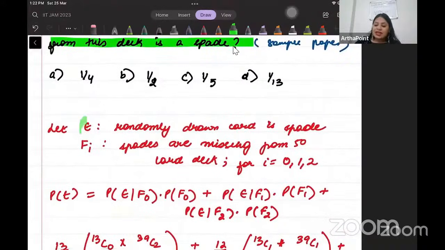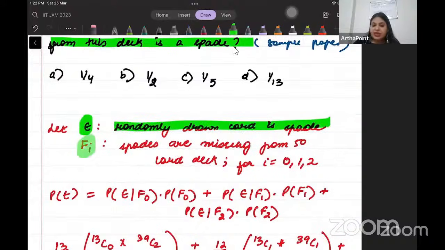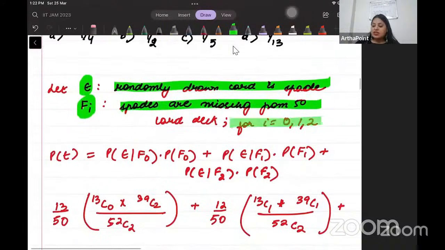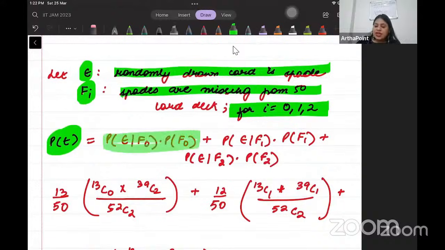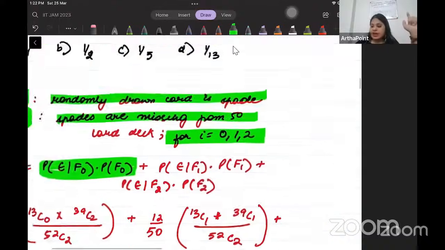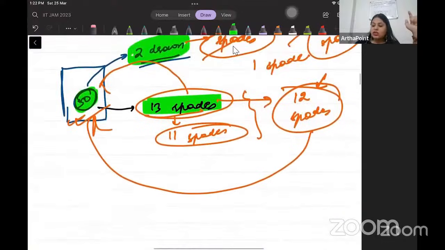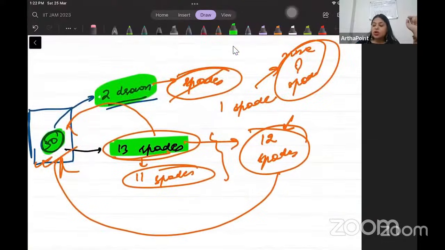So let's say that E is the event that the randomly drawn card is a spade, and Fi represents that i spades are missing from the 50 card deck, for i = 0, 1, 2. I need to find the probability of E. What is the probability of drawing a spade as the card? This first one says F0, which means 0 spades were missing. All the spades were intact. All 13 spades were intact. I did not lose any spade.